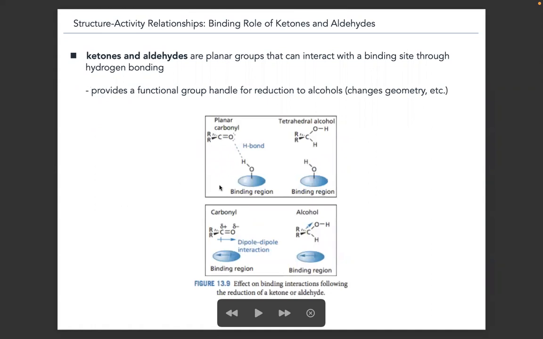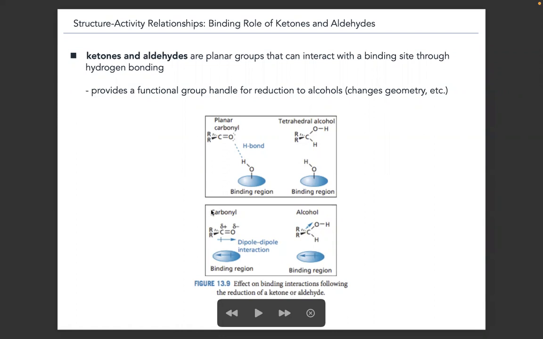So these carbonyl groups can also function as hydrogen bond acceptors. If you were to replace that ketone, for example, with an alcohol, then you have this tetrahedral structure in the top right. Depending on the enantiomer you get, the one that goes towards you or away from you, you're able to adjust whether or not you get a hydrogen bonding interaction with the binding region of the protein.